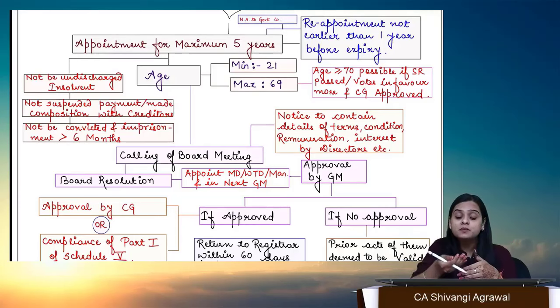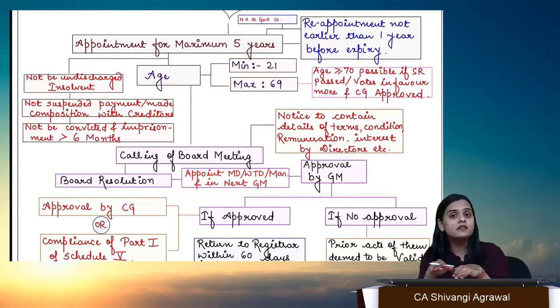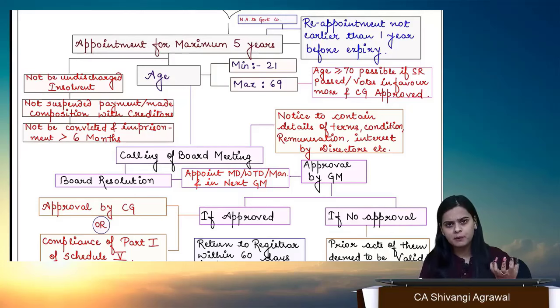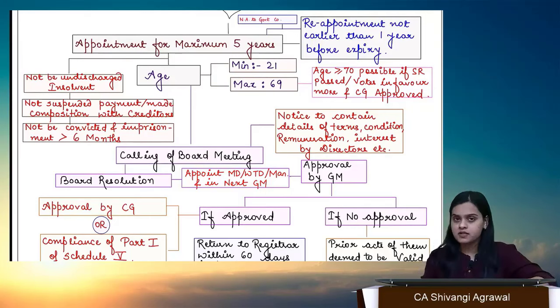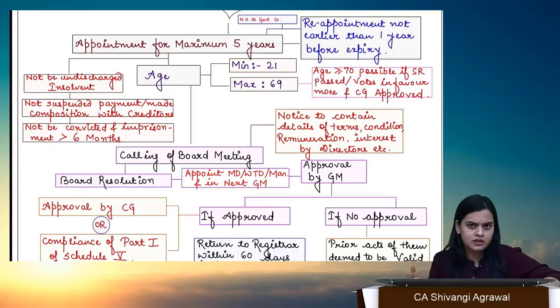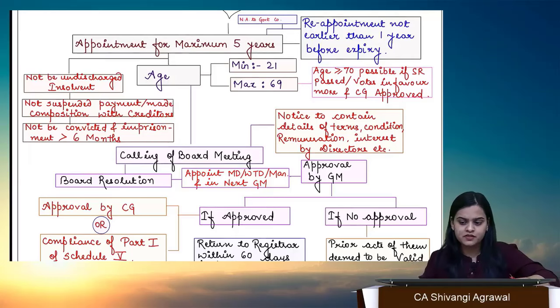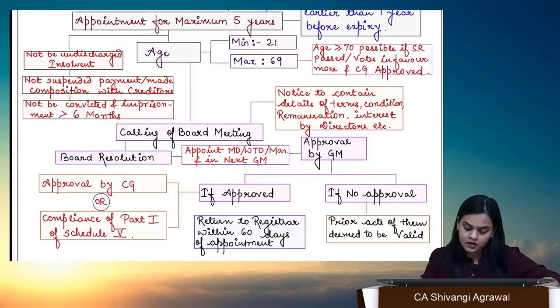Reappointment is permissible before expiry of term, simple reason being because we don't want to hinder the flow of work. These are people who are involved in the core work of the company, right? Not exactly the core work, I would say the core management of the company. So the company cannot function without them, and that's why their reappointment is possible even before expiry of their term, but not earlier than 1 year.